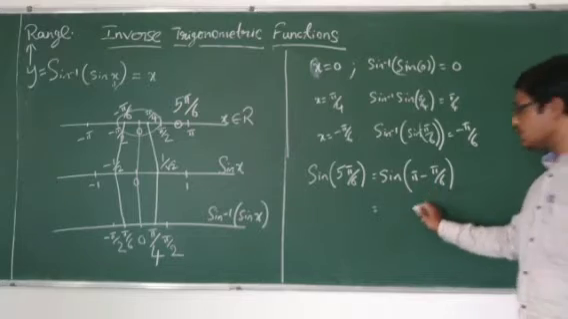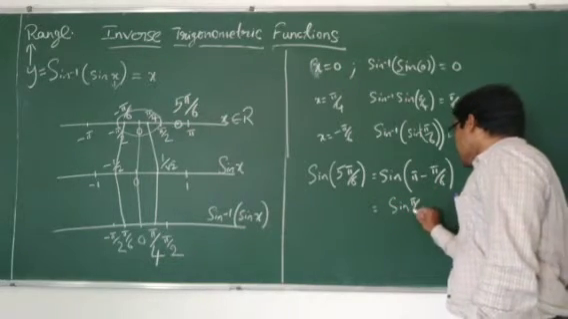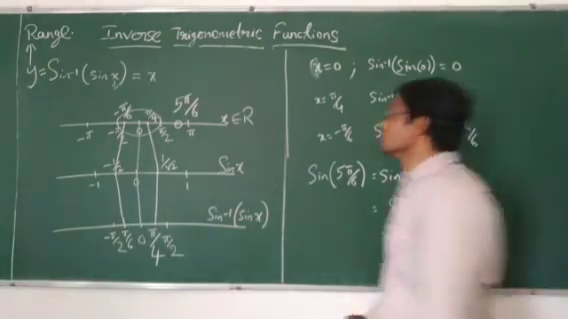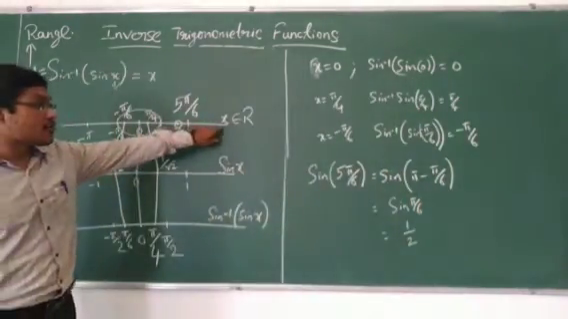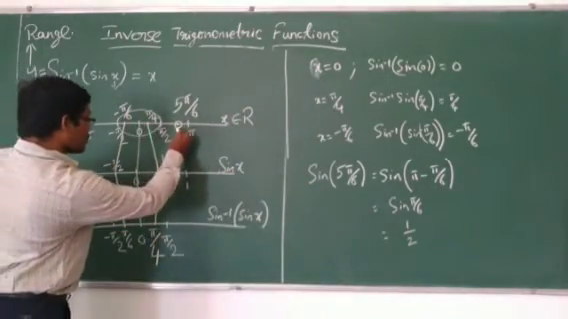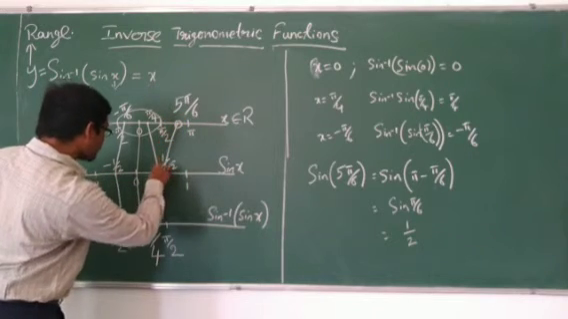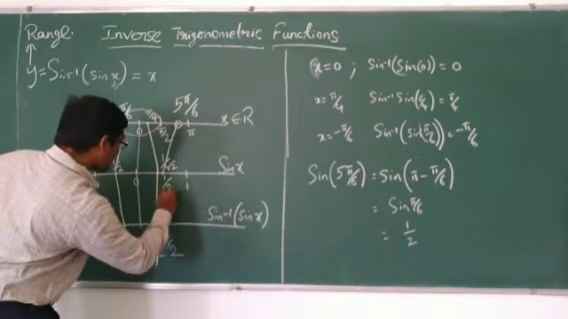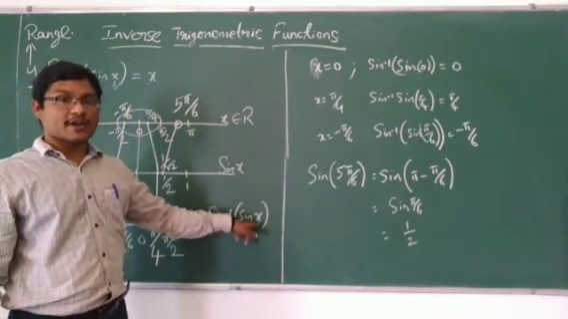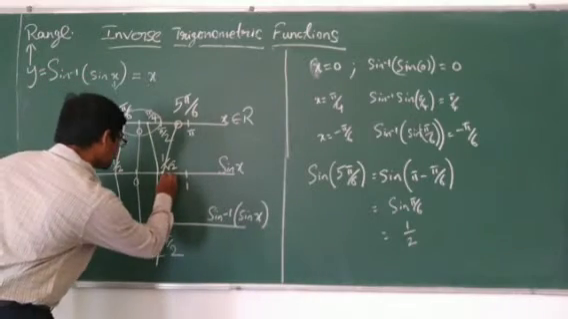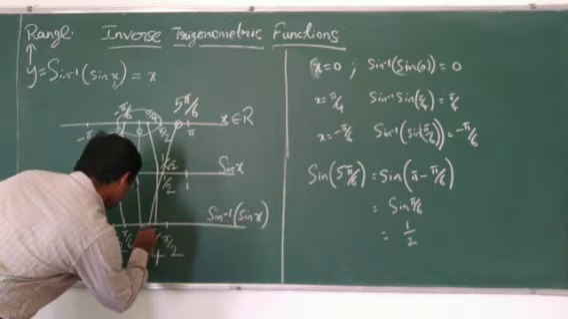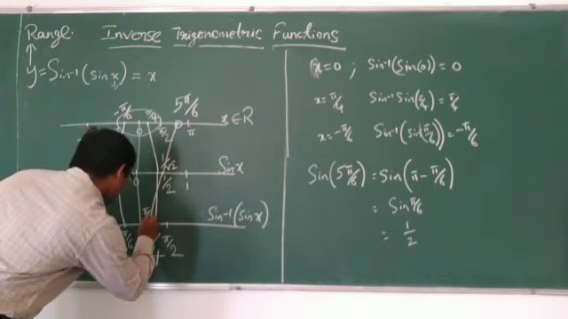In the second quadrant sin is positive, so this becomes sin of pi by 6, which is equal to 1 by 2. So if I take x equal to 5 pi by 6, sin x will become 1 by 2. Now what is sin inverse of 1 by 2? Sin inverse of 1 by 2 is equal to pi by 6.